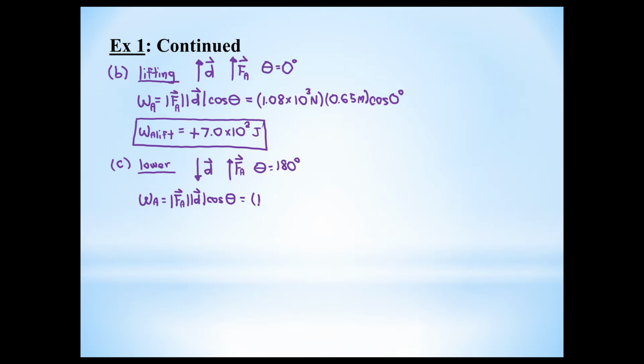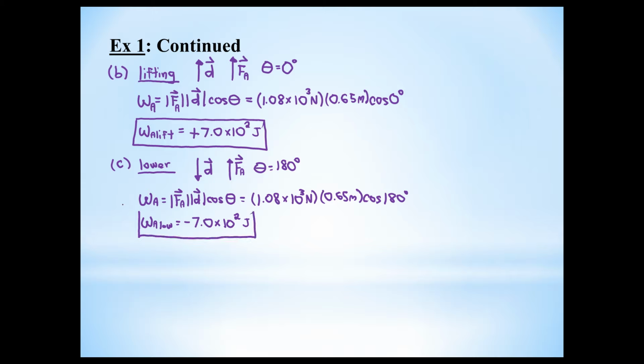Plug the numbers in. So we have 1.08 times 10 to the third newtons multiplied by 0.65 meters. Everything's the same so far. The only thing we're going to change is the value of theta. Cos of 0 is positive 1. Cos of 180 is negative 1. Therefore, the work done, and I'll write down LOW for lowering, would be equal to the same number, just the opposite sign. So negative 7.0 times 10 squared joules.